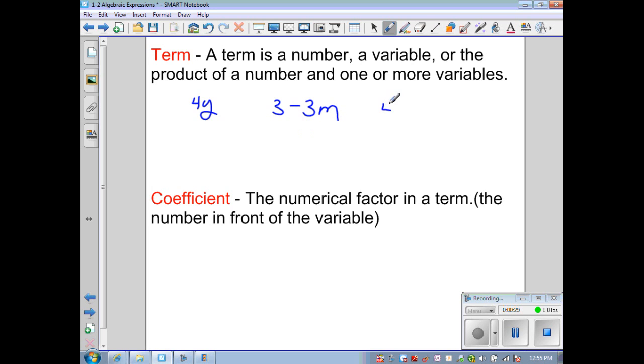Or we could have 4x squared minus 3x plus 1. Here we have three separate terms. Some are algebraic, some can just be a constant.